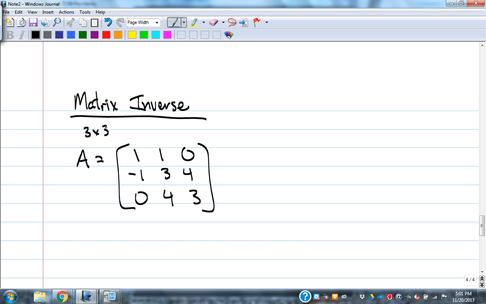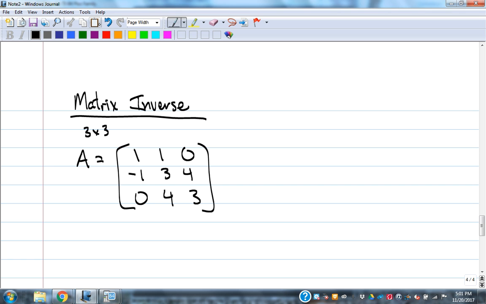3 by 3. In order for a matrix to be invertible, i.e. have an inverse, it has to be square, meaning it has to have the same number of rows and columns. Okay, 3 by 3, 2 by 2, 4 by 4, 16 by 16. Those are normally invertible. Not always, but in order to even be possible, it's got to be square, meaning it's got the same number of rows and columns.